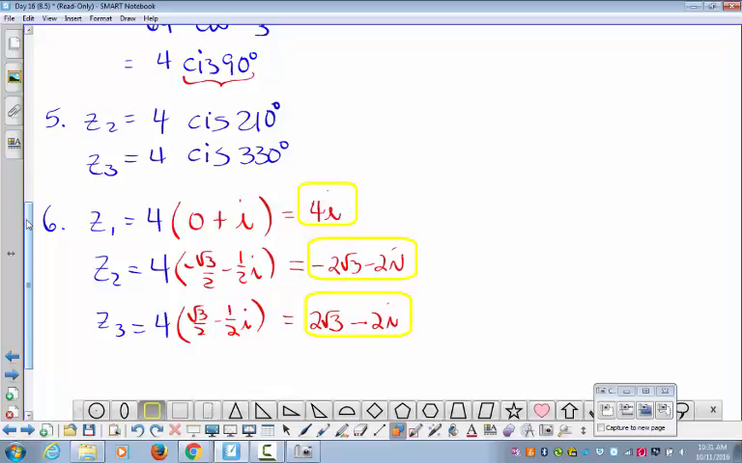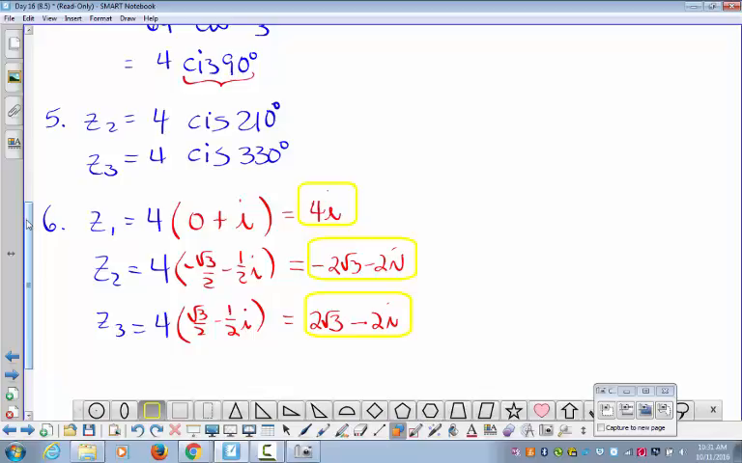Okay, so those three numbers, when raised to the third power, will give you minus 64i. If you FOIL this out three times, you'll get minus 64i. Everything else will cancel out. All three of those numbers.